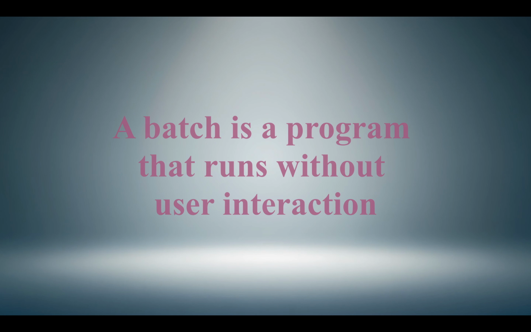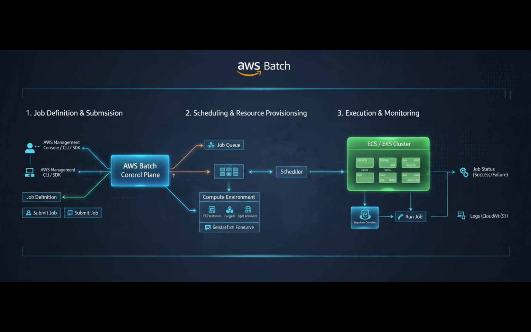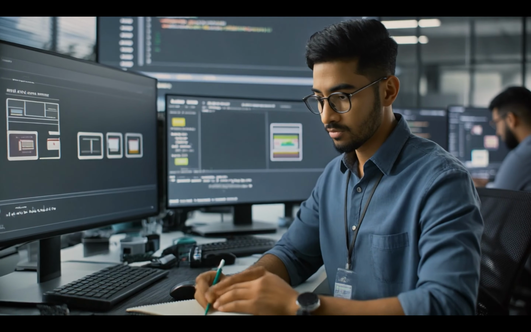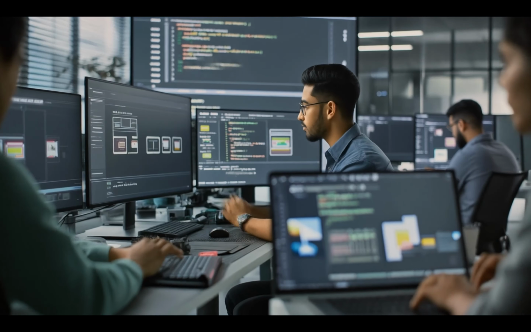In simple words, a batch is a program that runs without user interaction, processes a large amount of data and exits after completion. Batch jobs are either scheduled to run at a specific date and time or they can be triggered manually. In most testing scenarios, we trigger them manually and wait for the job to complete before validating the dependent modules. Let me give you a real world example.